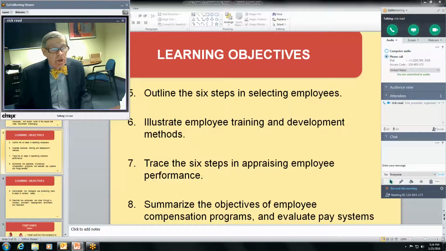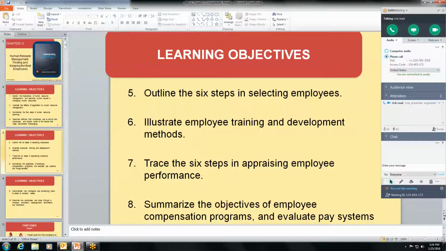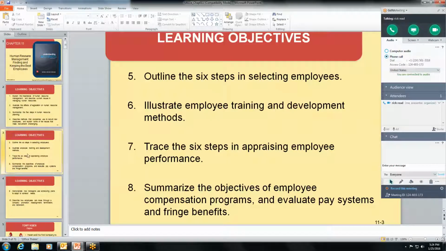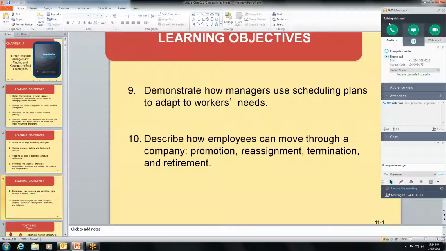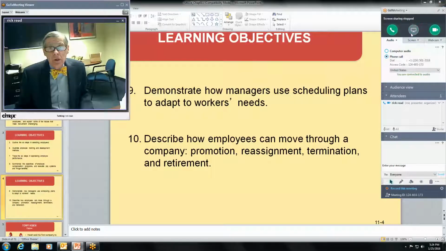We'll do that a little bit, as well as fringe benefits. And finally, there's a lot of outcomes here or objectives we want to get to today. Demonstrate how managers use scheduling plans to adapt to workers' needs. And finally, describe how employees can move through a company: promotion, reassignment, termination, and retirement.